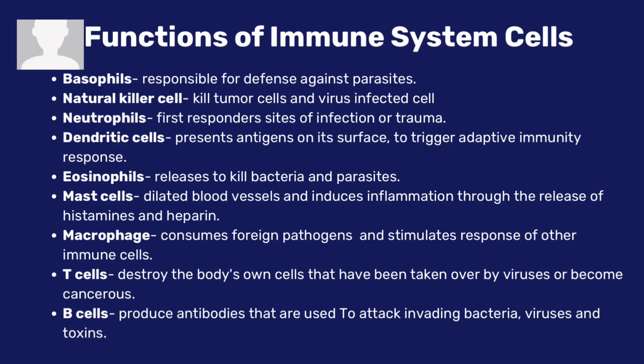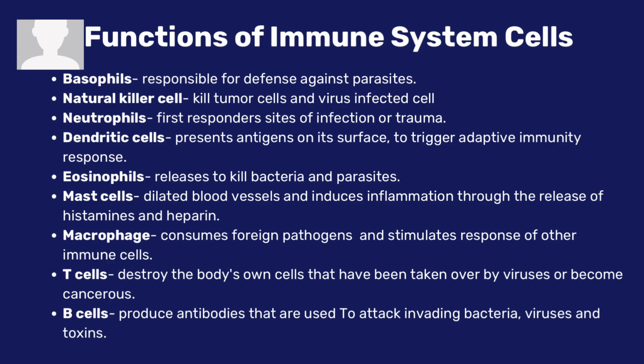The eosinophils release toxins to kill bacteria and parasites. The macrophages consume foreign pathogens and stimulate responses of other immune cells. The mast cells dilate blood vessels and induce inflammation through the release of histamine and heparin. The natural killer cell kills tumor cells and virus-infected cells.